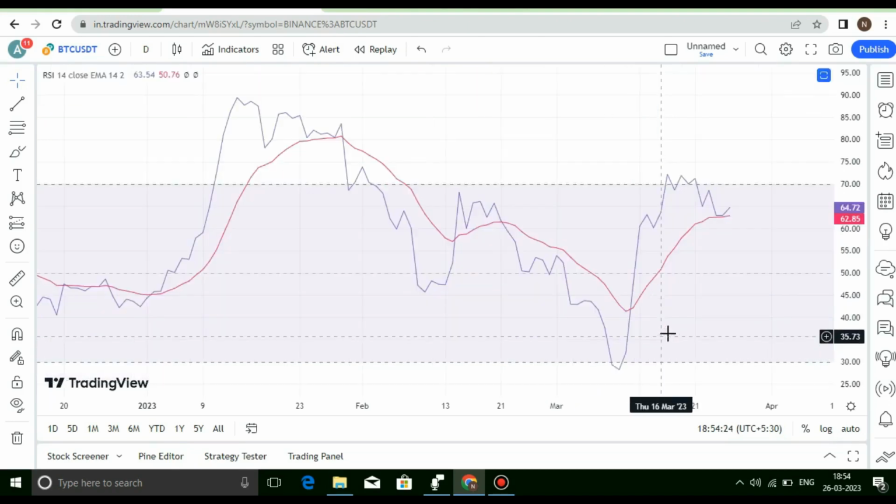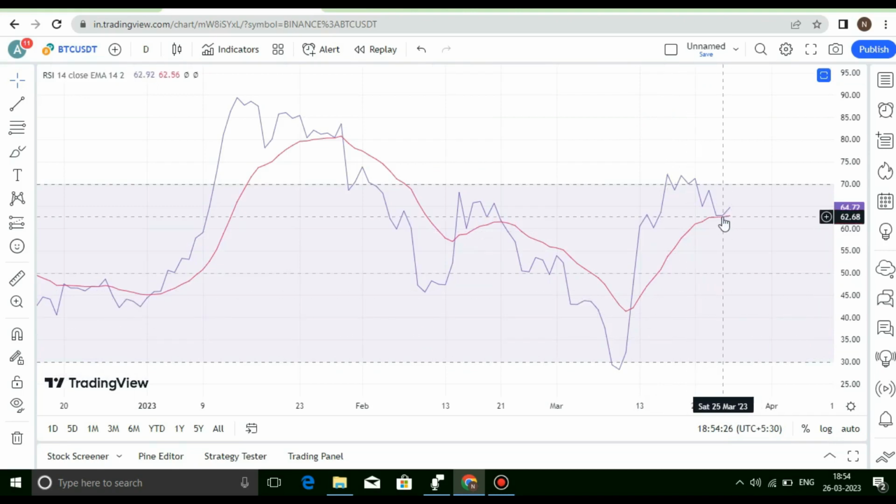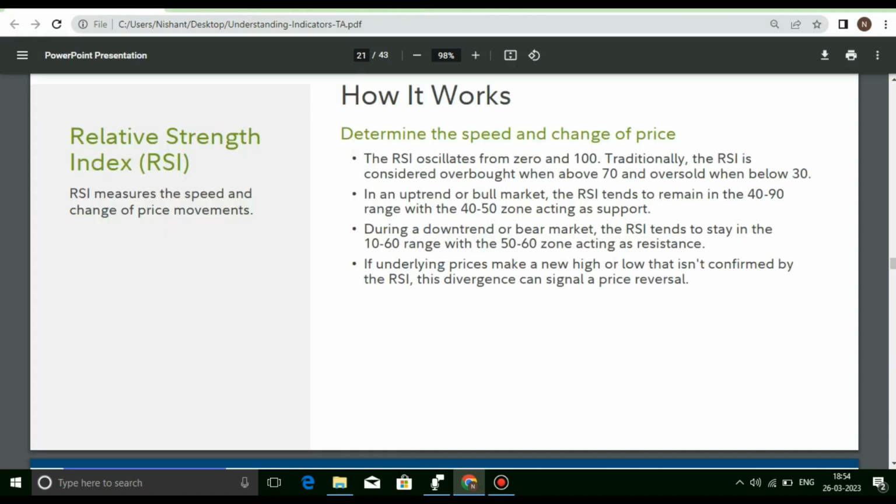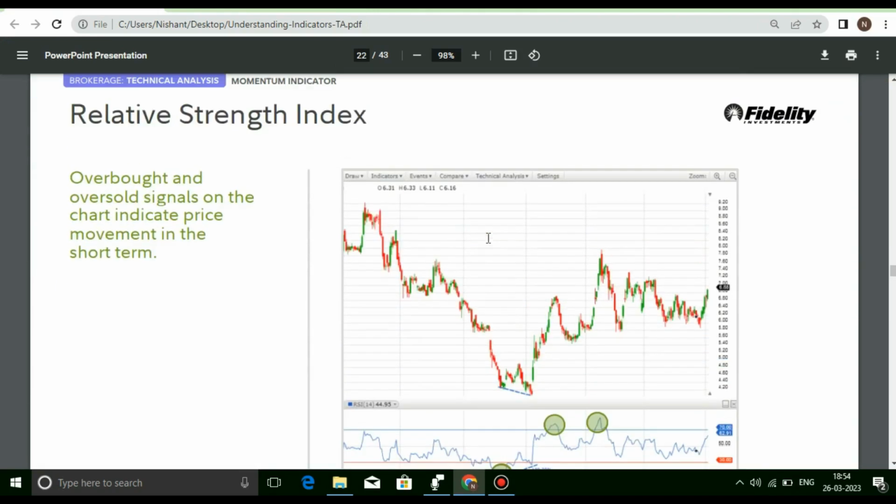In RSI also, you can go for crossovers. If the RSI has crossed the exponential moving average from the upward side, then the market is going to go down. And if the RSI has crossed the exponential moving average from the downward side, the market is going to go up. So that's it for RSI, guys. And this is the overbought and oversold signals from RSI.